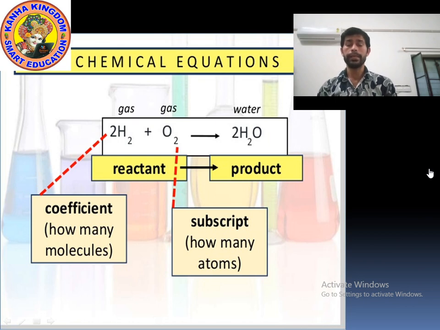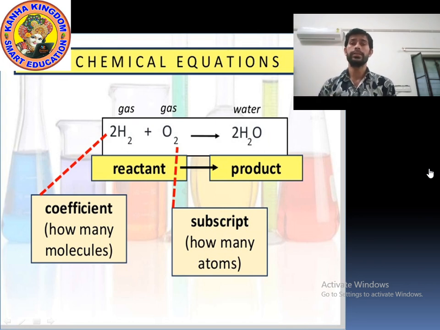So what is a chemical equation? An equation which represents reactants and products using symbols is known as a chemical equation. But here I have not written symbols. Look at the equation, 2H2 plus O2 and the result is 2H2O.